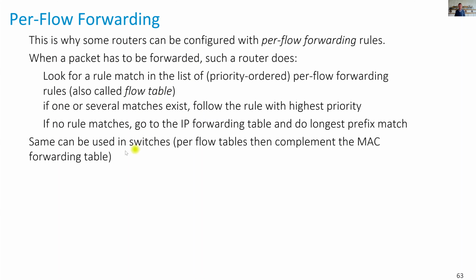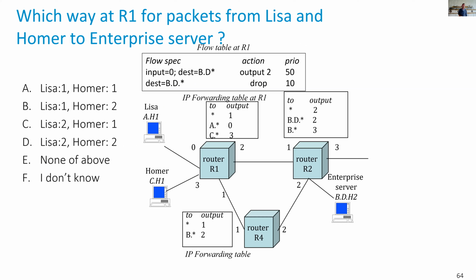This is also used in switches, where in principle we have, instead of an IP forwarding table, a MAC destination address table, where we have an exhaustive list of all the MAC addresses that are known in our network. The same can apply here. Instead of using those matches in the MAC address table, you can apply one of the rules here. Let's see on an example what this could mean.